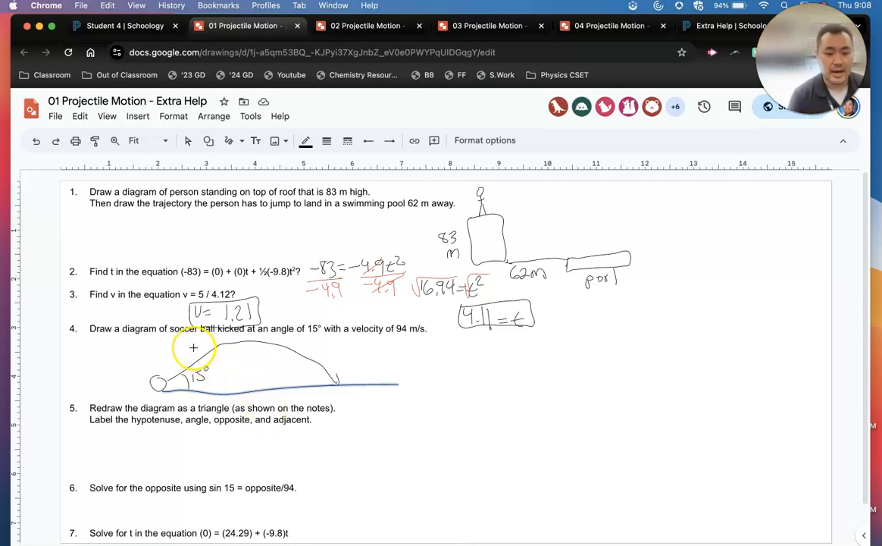And then you have to label this diagonal part 94 so that you know what you're working with. And it's meters per second. So add a little bit more. Now, what's nice about this drawing is that we can turn this into a triangle.